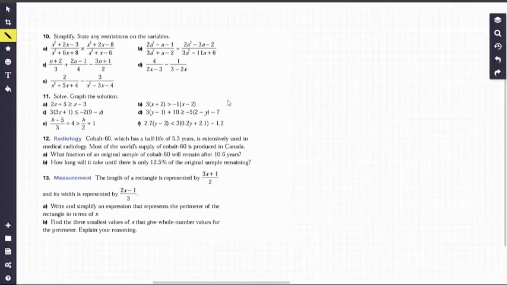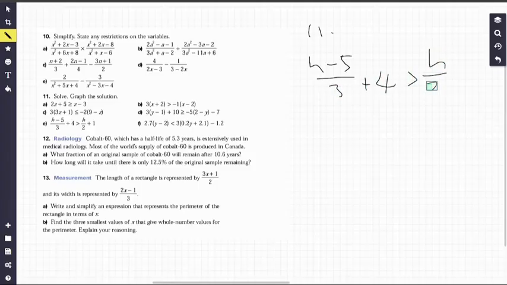And let's do an 11. So this was our last class, which is inequalities. Most people don't have a problem with decimals because it's pretty simple, so we'll do some fractions ones. So h minus 5 over 3 plus 4 greater than h over 2 plus 1.